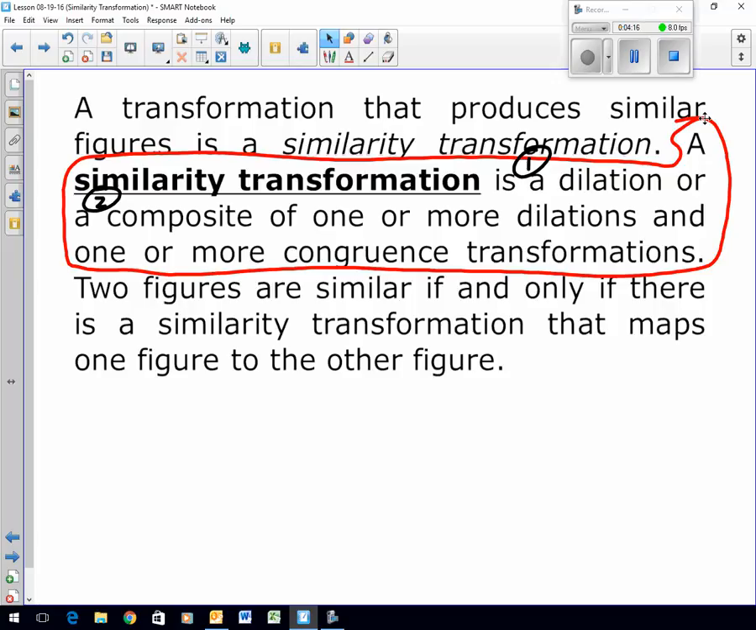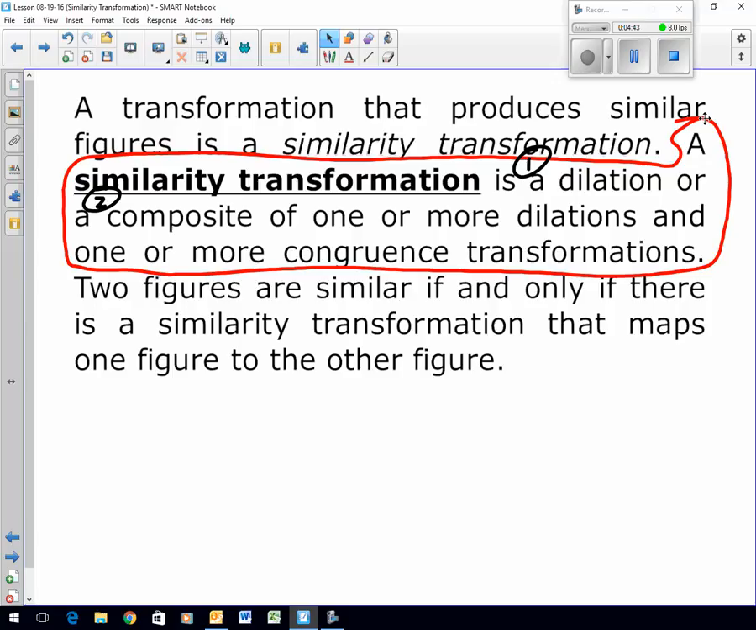In our definition today, a composite is when I have a dilation and one or more transformations. So if I have a dilation and then a reflection, a dilation and then a translation, a dilation and then a rotation, see how it's a composite? It's adding a lot of different things together into a single transformation, right?